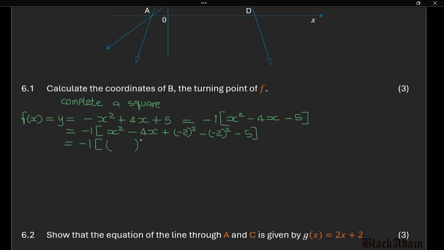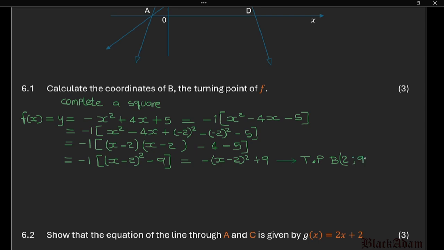And then we factor the first three terms, so that's minus 4, -2 squared is 4, then minus 4. The next step is going to be bracket x minus 2 to the power 2, and then minus 9, and then we take the -1 back. That's going to be negative x minus 2 squared plus 9, and that's the turning point. So from there our x value is 2 and our y value is 9.